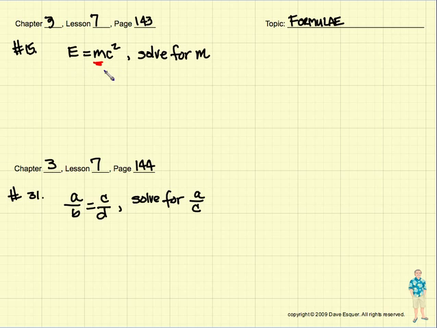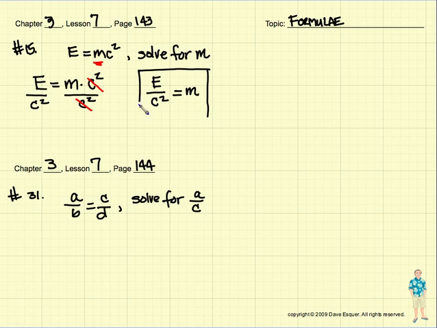We want that m to be by itself, but in this instance it looks like it's multiplied by c squared. So if we think about this for just a sec, how about if we divide both sides by c squared? And our next step would be, hey, I think these two will cancel out. C squared divided by c squared is 1 over 1. So the left side looks like E over c squared. And that's just going to be equal to m. And that's what the problem was asking us to solve for.